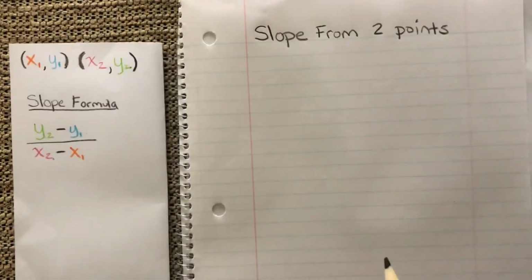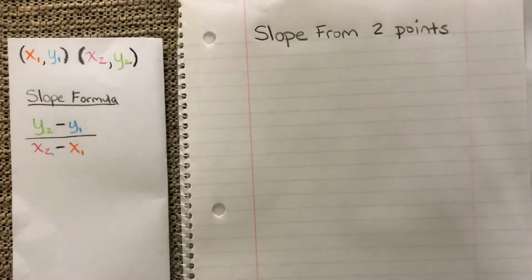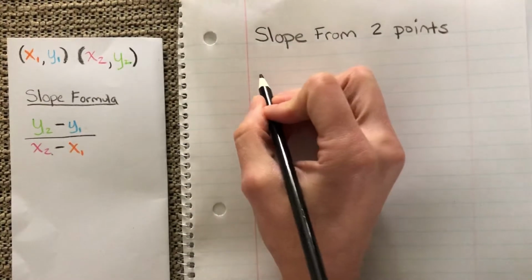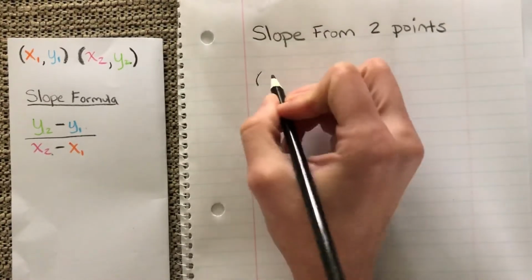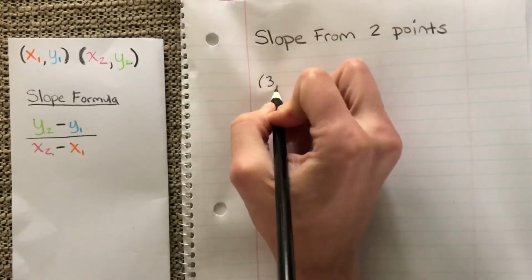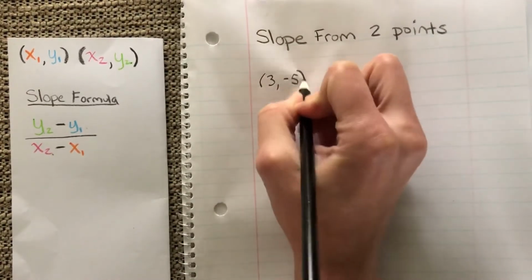So we're going to keep this handy. We're going to keep this to use. And we are going to find the slope between 2 different points. So our first point we're going to be given is the point (3, negative 5).